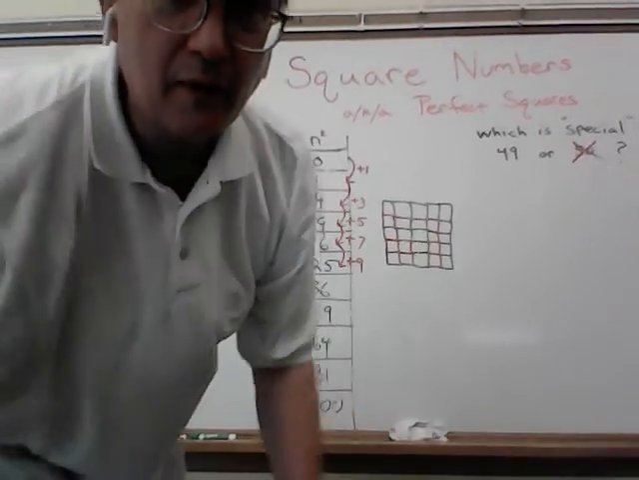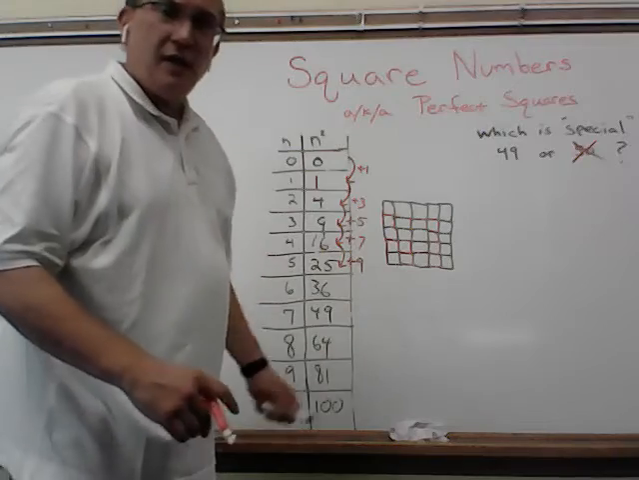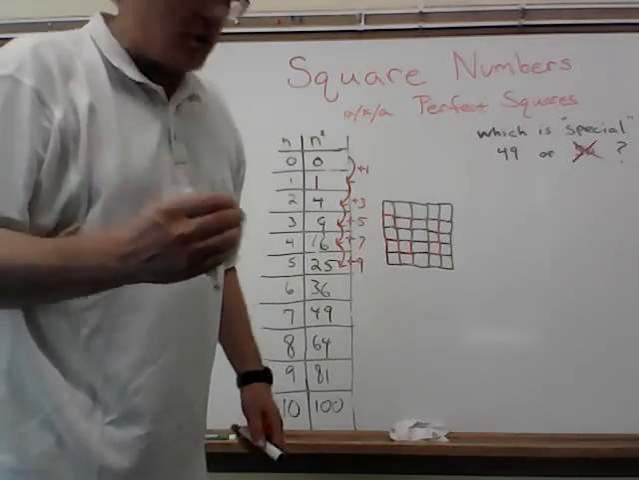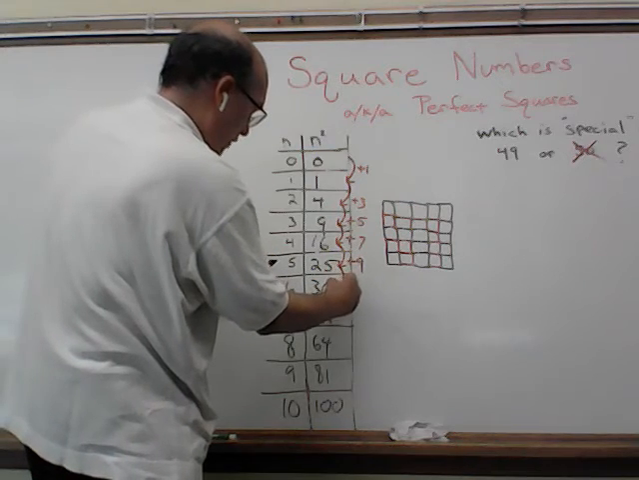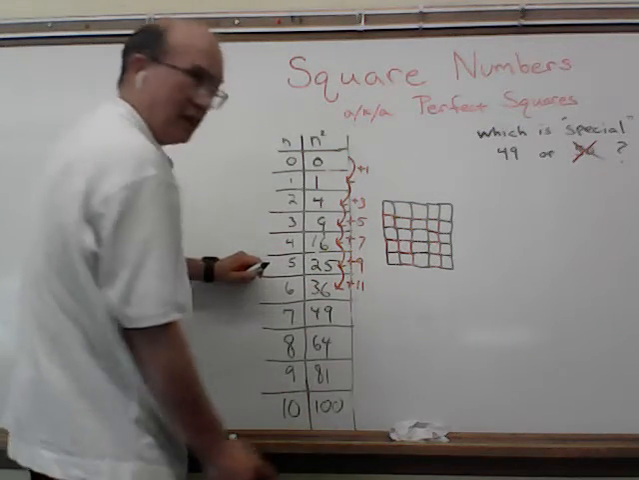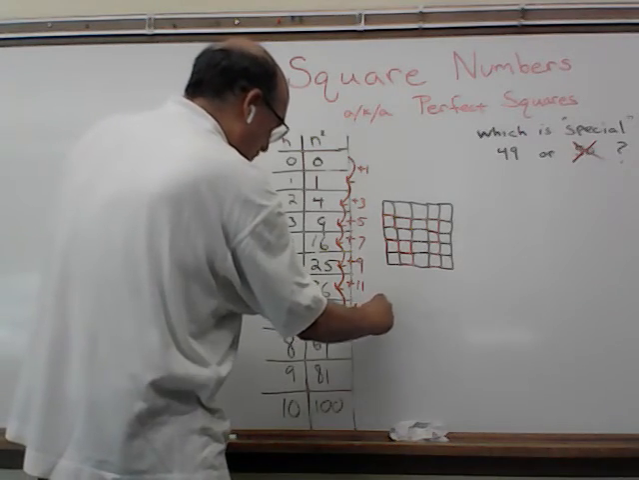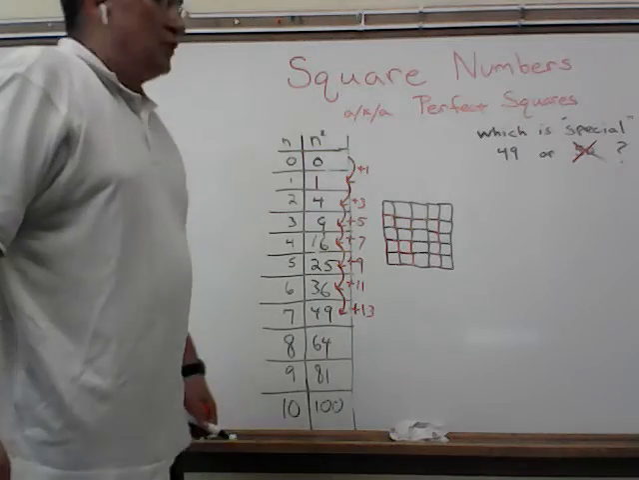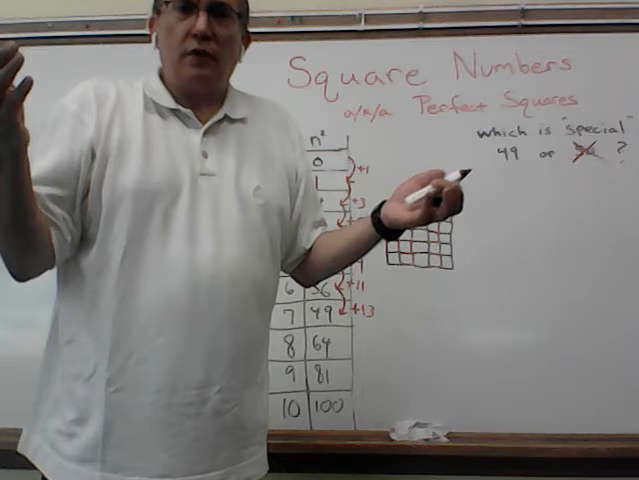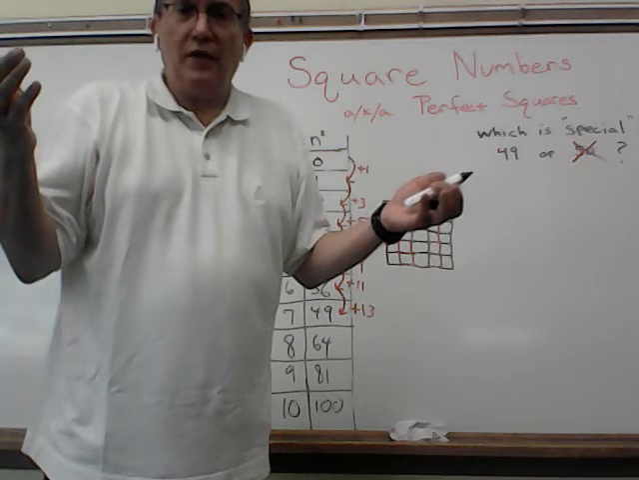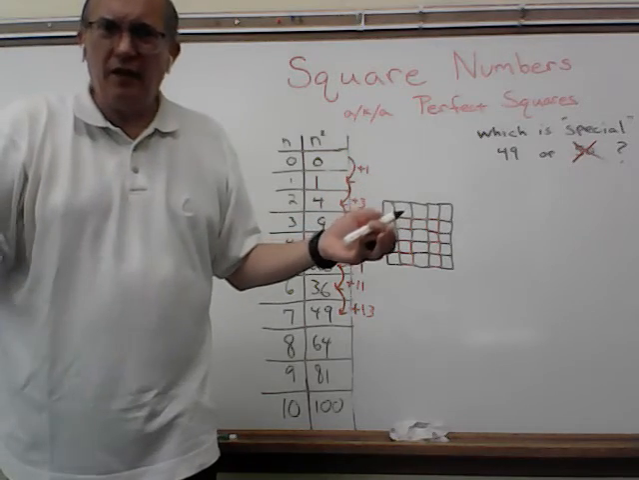Okay? 1, 3, 5, 7, 9. This pattern will continue forever. I didn't show it over here geometrically, but when you go from 25 to 36, of course, that's adding 11. When you go from 36 to 49, that is adding 13. So you might just say, well, this is an oddity. This is kind of interesting.